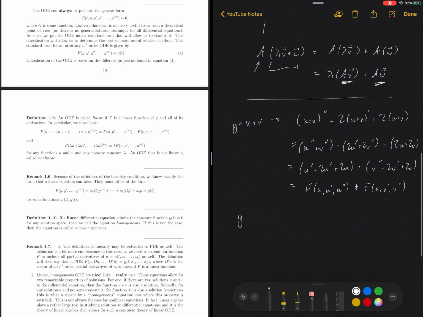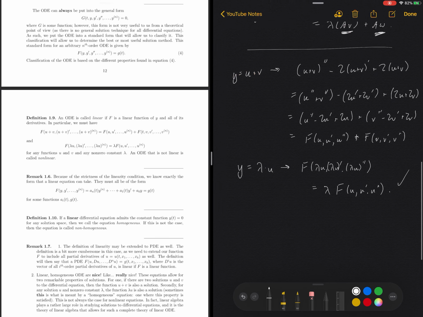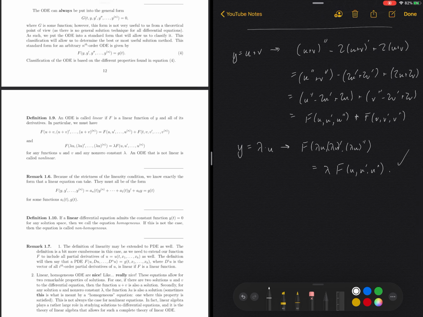I can also do the same thing for a scalar, and I challenge my audience to go ahead and prove that to themselves: that if I were to put in y equals some constant, lambda times u, then f of lambda u, lambda u prime, and lambda u double prime is actually equal to lambda times f of u, u prime, u double prime. And that would be for this definition of f. I challenge you to figure that out, or to prove that one to yourself.